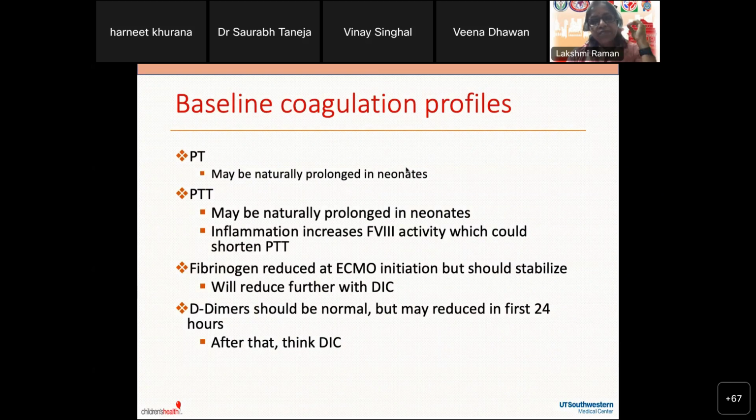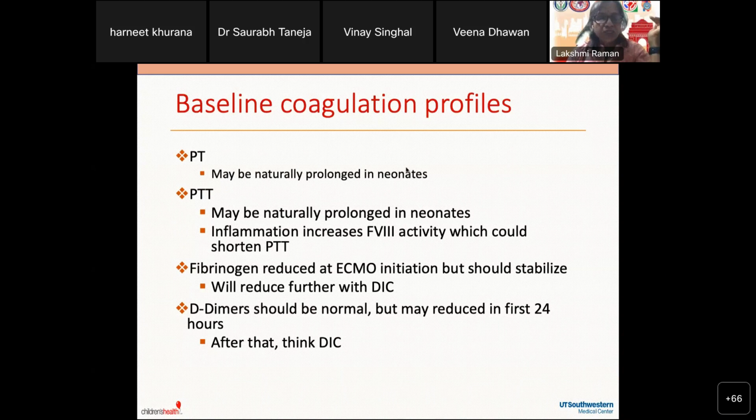So I think the best practice, if you're putting a patient on ECMO, is to get a baseline coagulation profile, because all of us know our ECMO patients are some of the sickest patients in the ICU, and often they already have dysregulation of the coagulation cascade. They can be in disseminated intravascular coagulation. If they are septic, they can have issues. If they have some liver dysfunction, all of which can already disrupt your coagulation cascade. And so it is a good idea to get your baseline coagulation profile, including PT, PTT, fibrinogen, and D dimers.